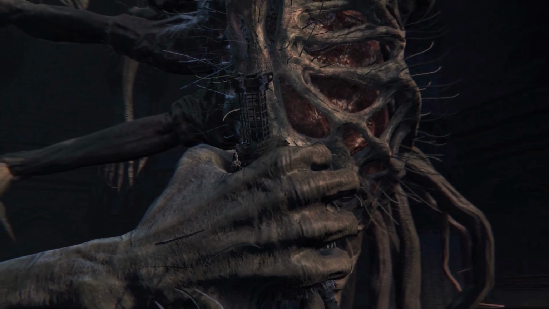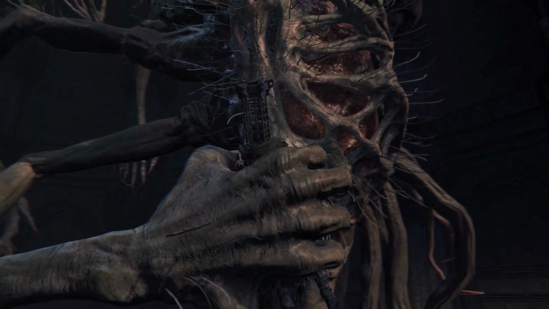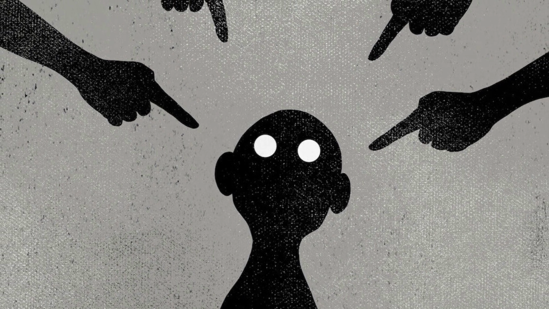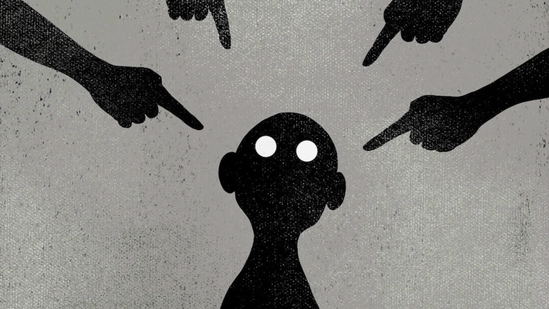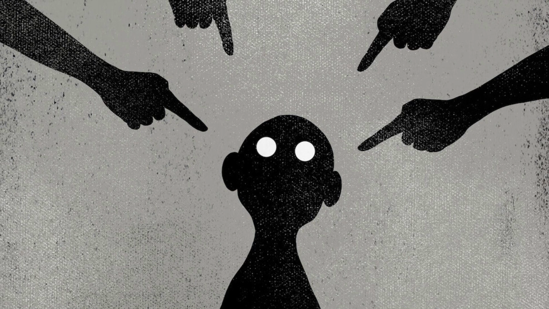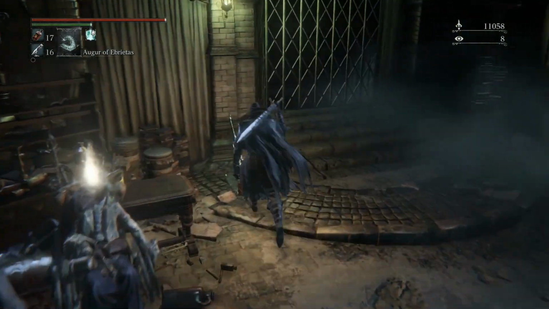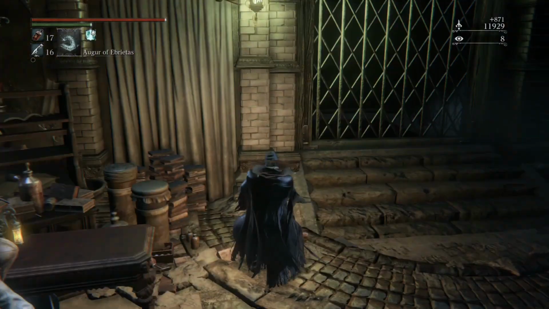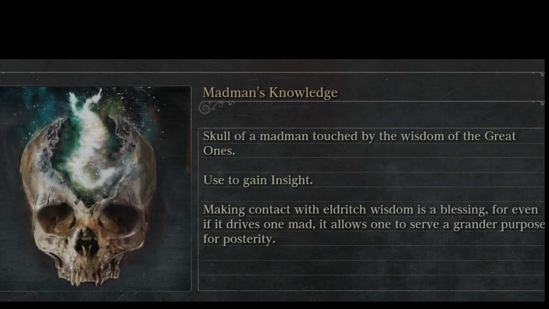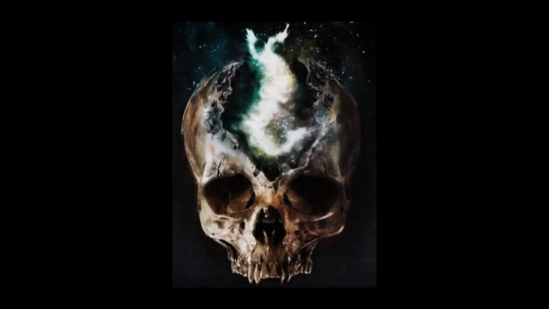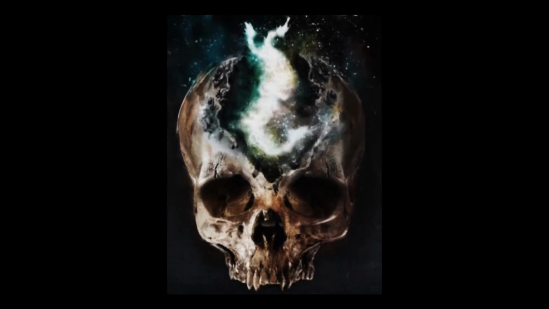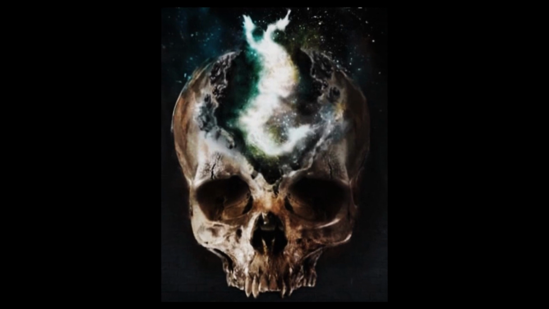In Lovecraftian fiction, strong emphasis is placed on the idea that some people, who are considered as mentally unstable, are able to obtain certain knowledge and insights into the cosmos. This is also a core theme within the narrative and the gameplay mechanics of Bloodborne. By obtaining and using Great One's wisdom, or Madman's knowledge, players receive insight and are able to perceive differences within the game world. Its symbol shows a cracked open humanoid skull with sharp front teeth. Through the skull, a slug-like apparition emerges.